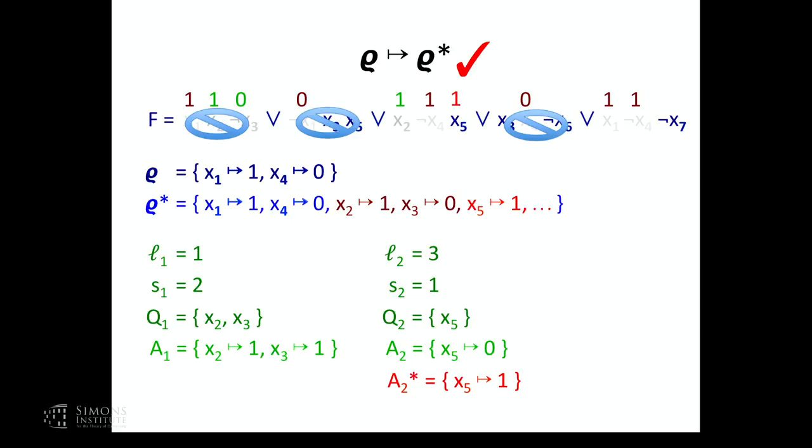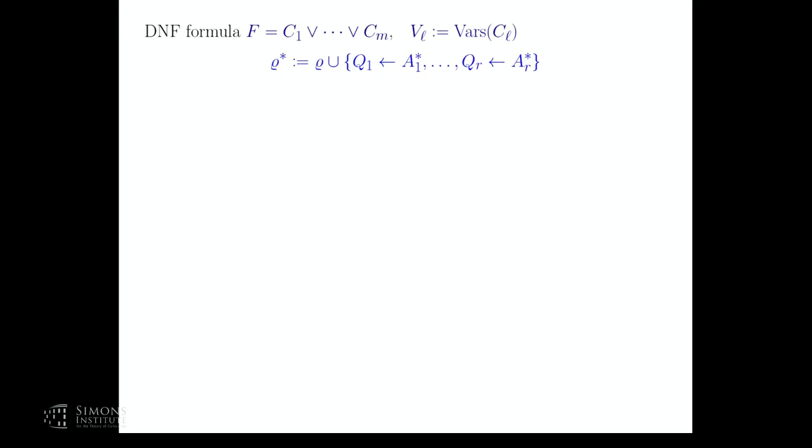So hopefully this helps internalize this notation a bit. So good. We've defined the canonical decision tree, and we've defined the extension of a restriction row. So row star is row together with the assignment to the queried variables, which satisfies the relevant clauses.